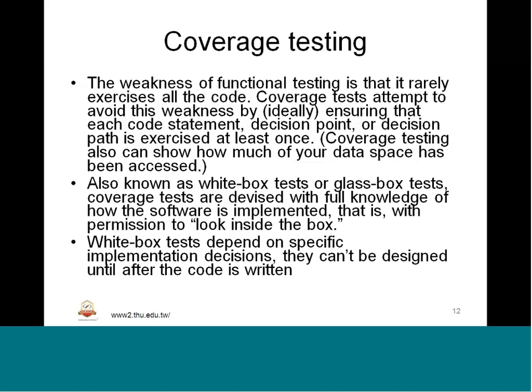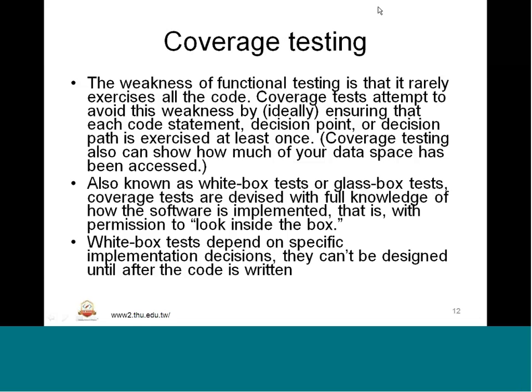So the basic idea of white box testing is to test all the internal structure and the logic and the implementation that is there in the system. So there are different types of testing available. Let us try to understand that. Okay, coverage testing. The weakness of functional testing, that is black box testing, is that it rarely exercises all the code. Coverage tests attempt to avoid this weakness by ensuring that each code statement, decision point or decision path is exercised at least once. Coverage testing also can show how much of your data space has been accessed.